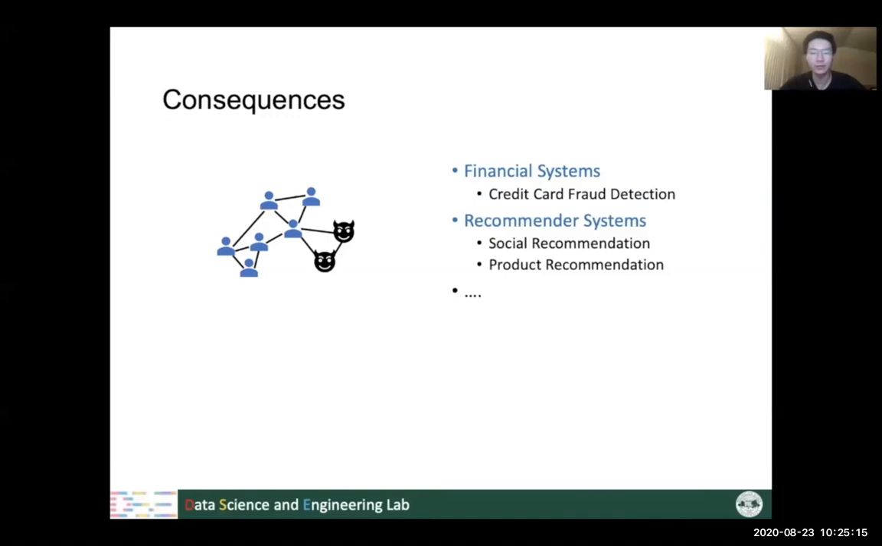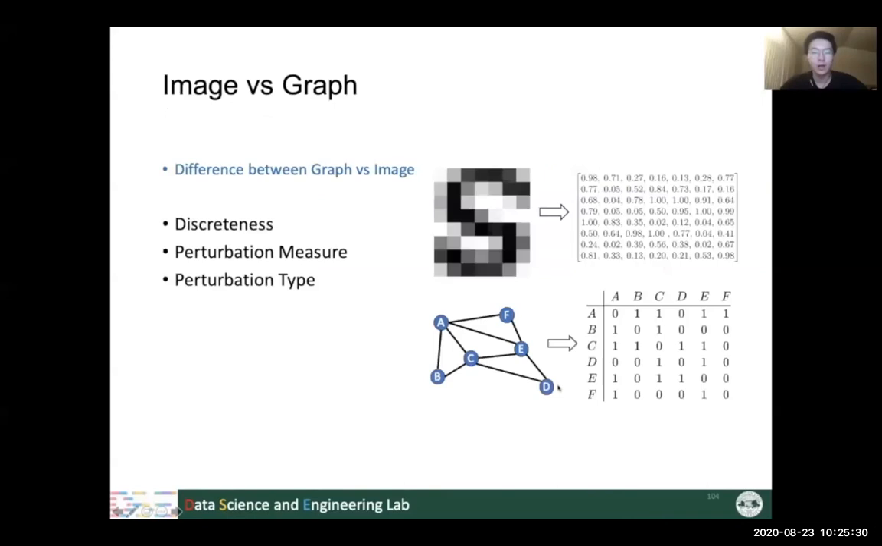In the rest of the presentation, I will divide the speech into 2 parts: the popular attacking methods and how we defend against adversarial attacks. For the attacking methods, there is already a lot of work studying adversarial attacks on image data. Can we just directly apply the existing solutions to generate graph attacks? Unfortunately, we cannot. There are several main differences between graph data and image data.